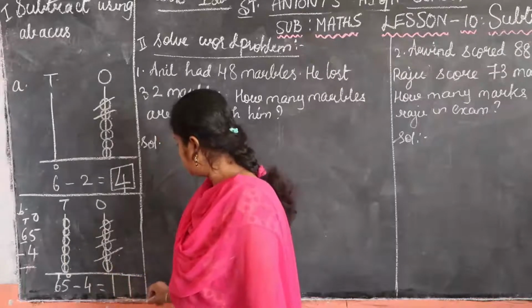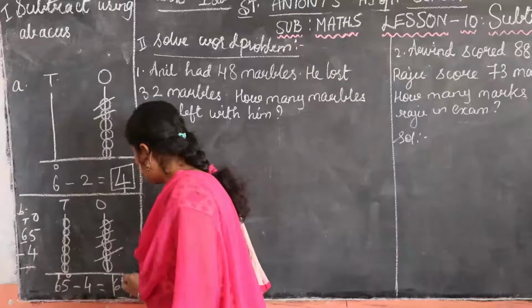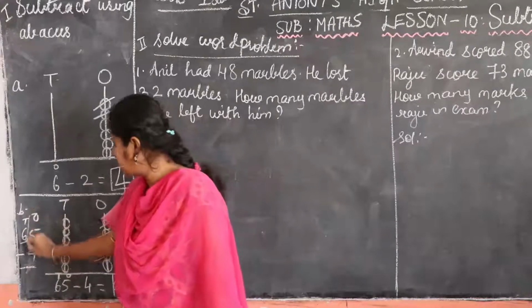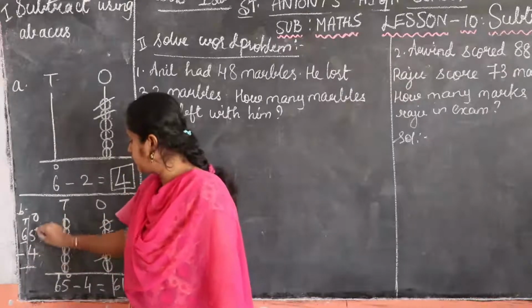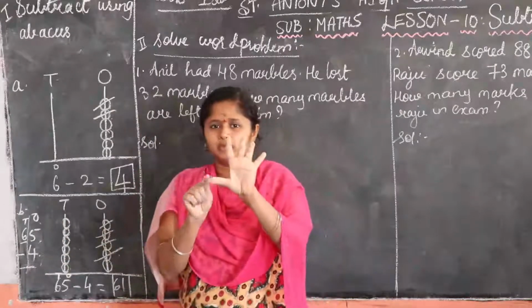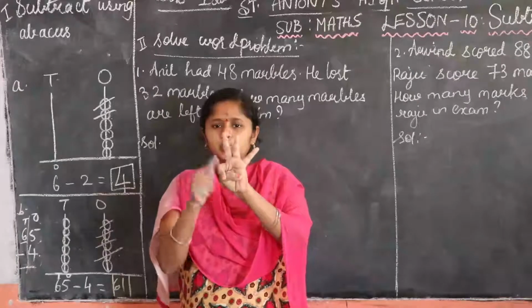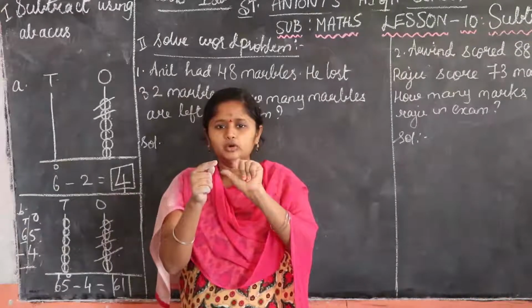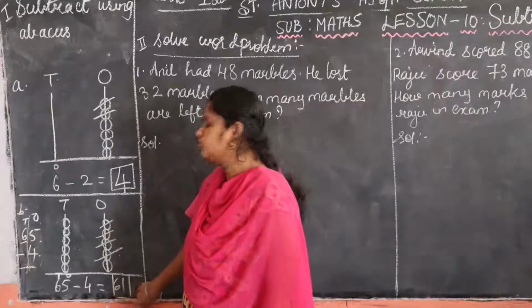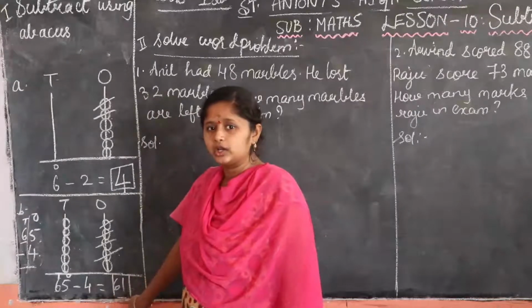61. So 61. See, 5 is there. 5 minus 4. We have to subtract only this one. 5 bits are there. We have to remove 4. 1, 2, 3, 4. 4 we have removed. So how much is balance? 1. 61. Okay, children, have you all understood?